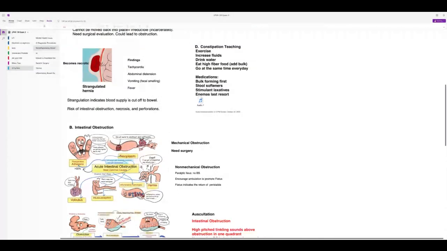What you need to do for them is to encourage them to ambulate to promote flatus, okay? So flatus indicates the return of peristalsis. So that's what you do with them.